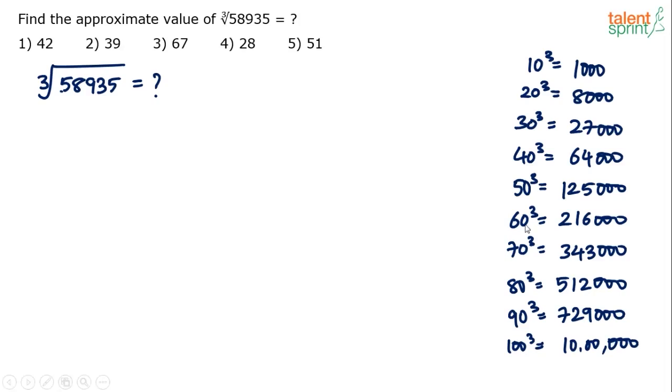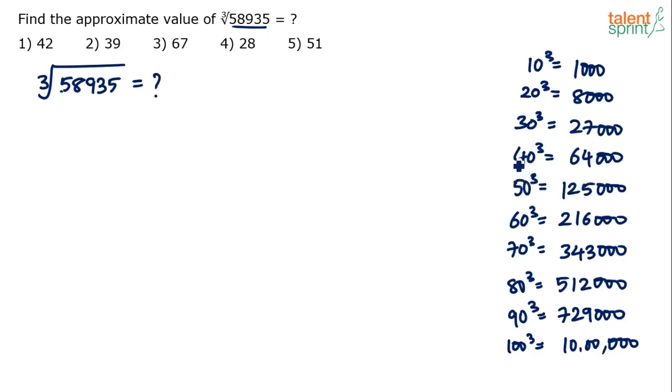Now if you see, the given value here is 58,935. Just look at the cubes that we have listed out here, and compare with the given value. 58,935 is the question, right? We have to find out the cube root of 58,935. Now here, if you observe the table that we have put up, 20 cube is 8,000, which means the cube root of 8,000 is 20. Cube root of 27,000 is 30. Cube root of 64,000 is 40. Cube root of 1,25,000 will be 50.